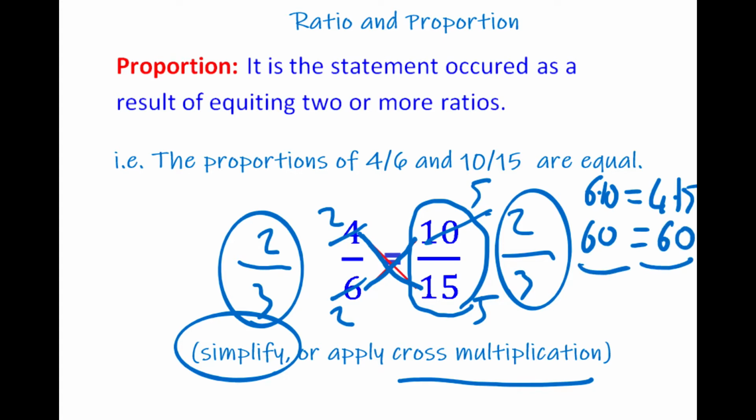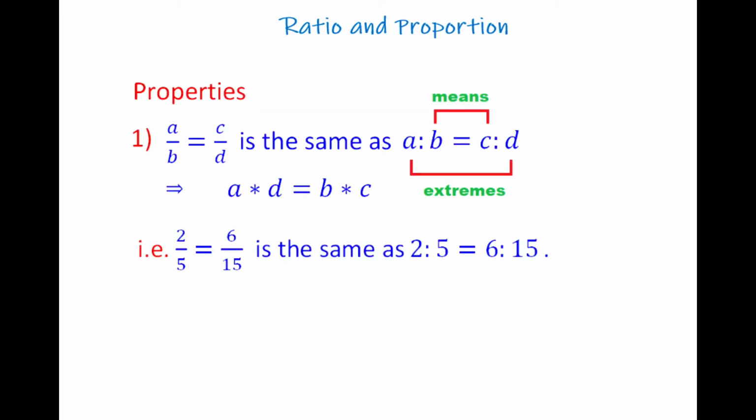And as you can see, left side is equal to the right side. That means the left fraction is equal to the right fraction. So we can say that those proportions are equal to each other. And now let's take a look at the properties.